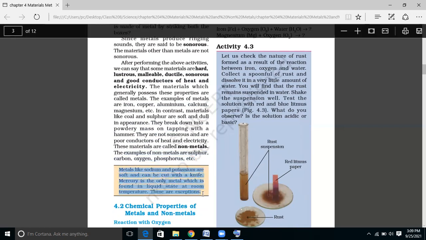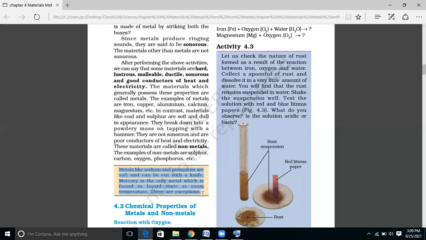Metals like sodium and potassium are so soft that we can cut them with a knife. Now, in case we have sodium and potassium metal, we will be able to cut with a knife. But in case we take metals like iron, we are unable to cut. So this is an exception.